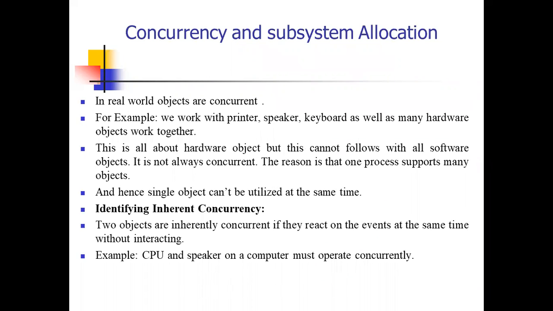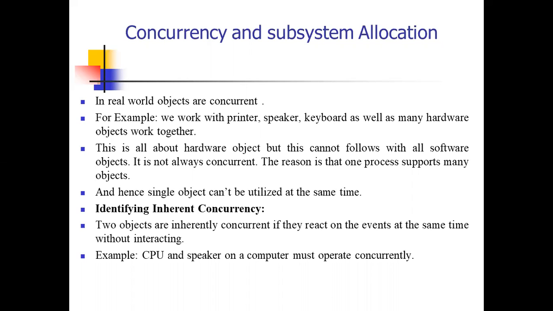Then next one is concurrency and subsystem allocation. So in the real world, objects are concurrent. For example, we work with a printer, speaker, keyboard, as well as many hardware objects that work together for completing one task. This is all about hardware objects, but this cannot be applied to all software objects. Hardware and software are different.